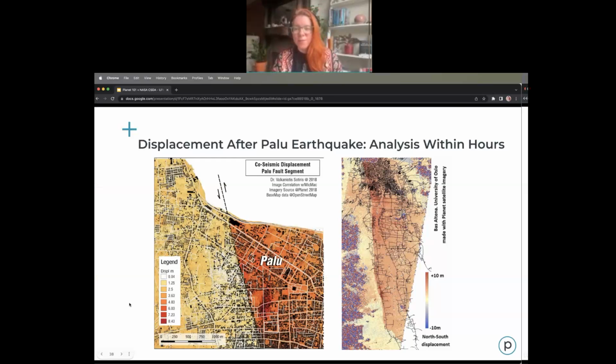Valsatina at the University of Oslo was able to use this data within hours to create a displacement map just after the earthquake, so they could actually see how much the ground had moved on either side of this fault line. And again, this is the kind of thing that would not normally have been possible within just a matter of hours of an earthquake like this.